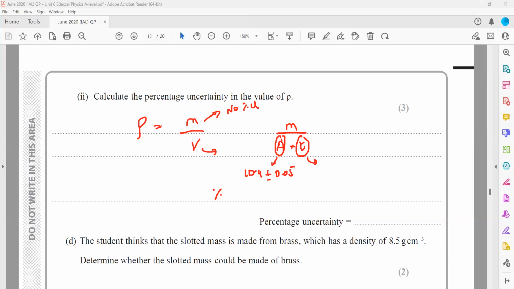Like previously, if you check the previous part, when we calculated the whole area minus the slotted mass area, we got the shaded area. So here, because the quantities are subtracted, we first calculate the percentage uncertainty, then we calculate the uncertainty of each of them, and then we add. But when quantities are multiplied, you don't add the uncertainties, you just get the percentage uncertainty and add the percentage uncertainty. So the area of the shaded part was 10.4 with an uncertainty of 0.05.